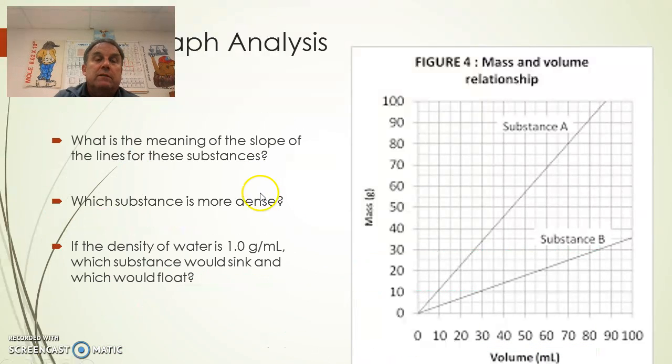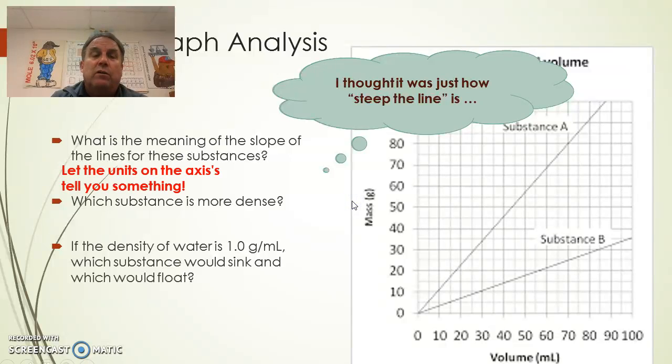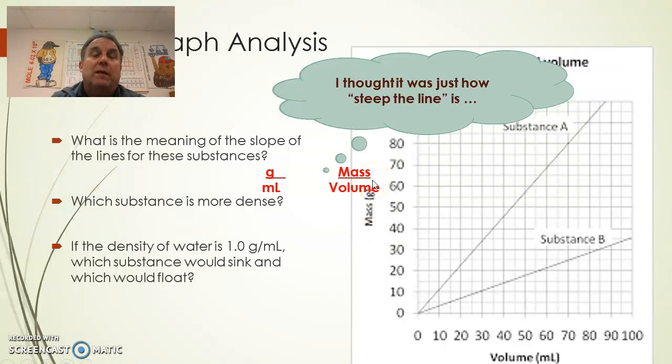Now, the next question asks something kind of odd. It says, what's the meaning of the slope for these lines? And I remember being in your chair wondering, what do you mean, what does the slope mean? It just means how steep the line is. Okay? So how can slope mean something else? Well, in science it can. If it's change in y over change in x, mass over volume, let the units tell you something. What is mass over volume? Mass over volume is a substance's density, right?